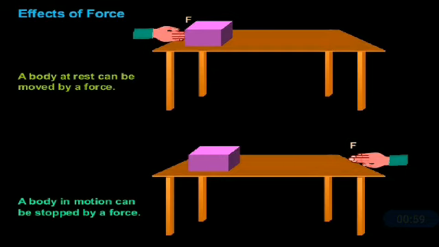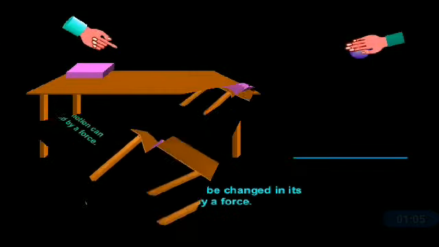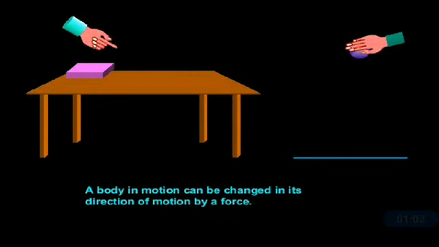Now, what are the effects of force when applied on particular objects? First, a body at rest can be moved by a force. Second, a body in motion can be stopped by a force. A body in motion can be changed in its direction of motion by a force. For example, the game of football. The ball changes direction every now and then, whenever being hit by the player. So, that is an example of force. Force applied can change the direction of motion.